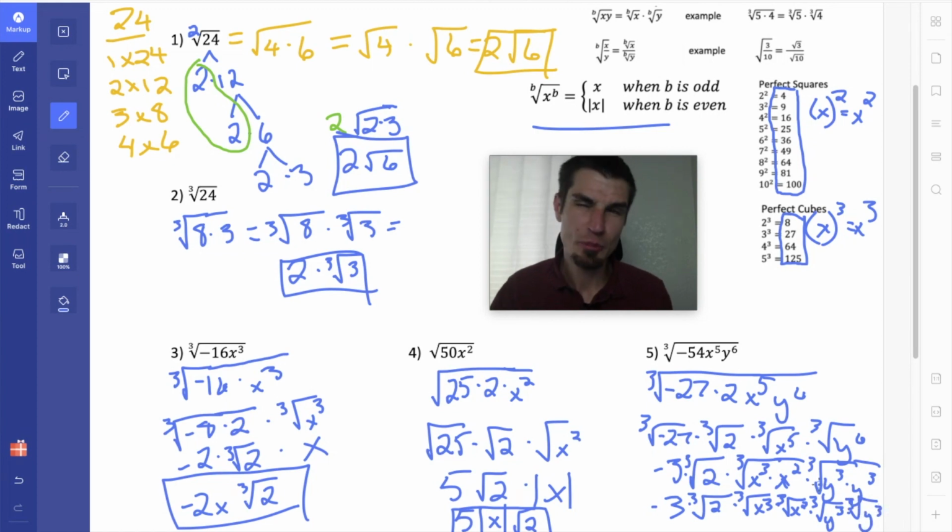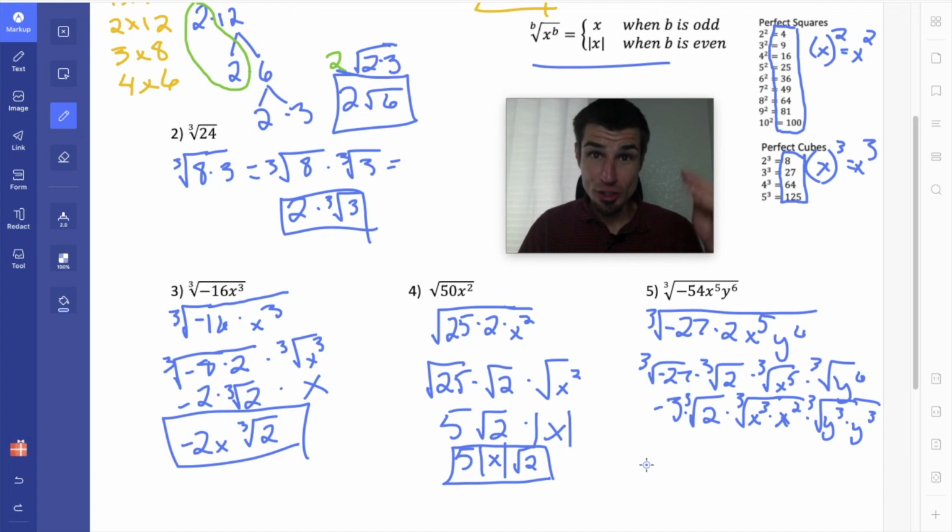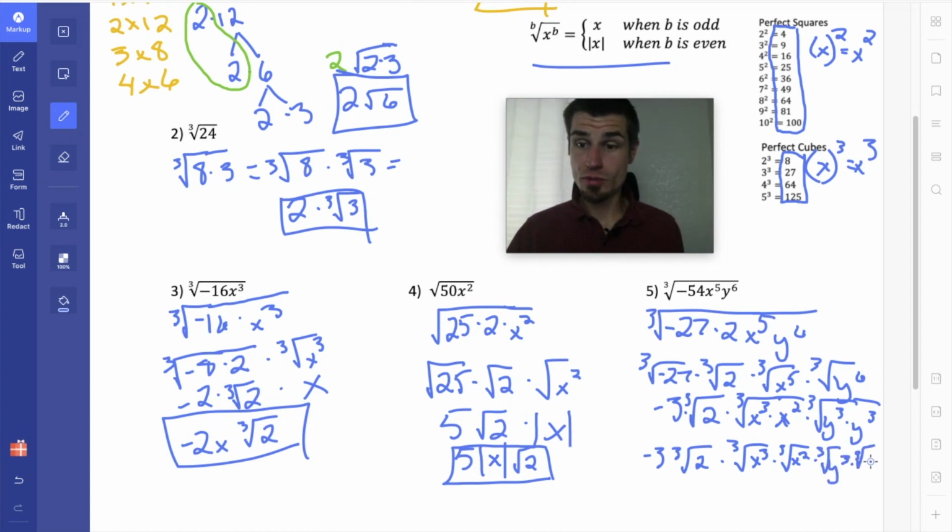We're running out of room. We'll be okay here. Let's just scroll down here, give us a little more room. Negative 3 cubed root of 2 times cubed root of x cubed times the cubed root of x squared. Remember, we're just rewriting all of this. We're breaking them all into their own factors times the cubed root of y cubed times one more cubed root of y cubed. So here we already agreed we're good here. We don't have anything else to do here. So we'll just bring that down.